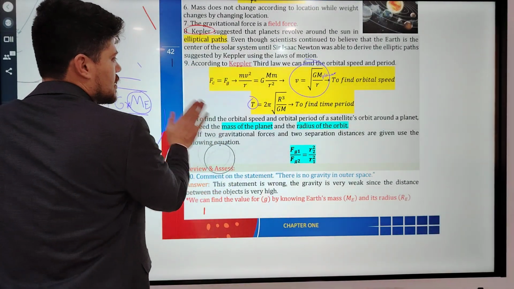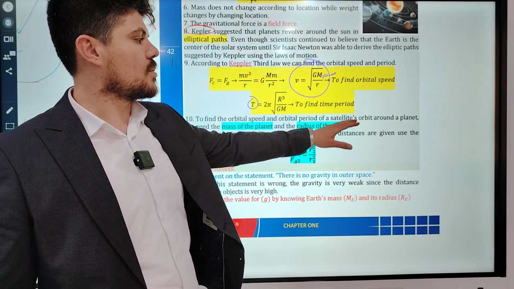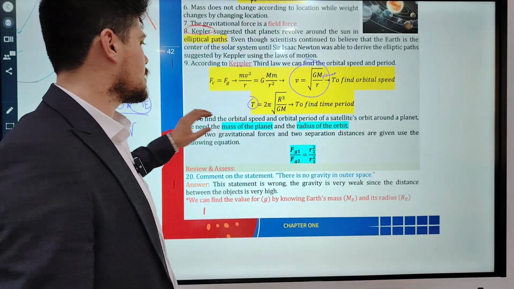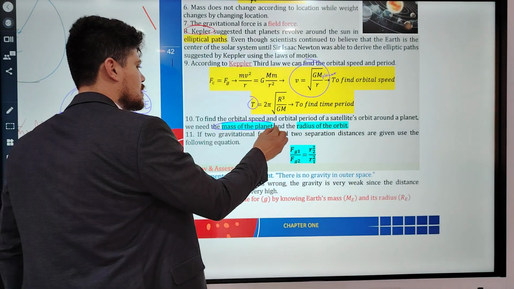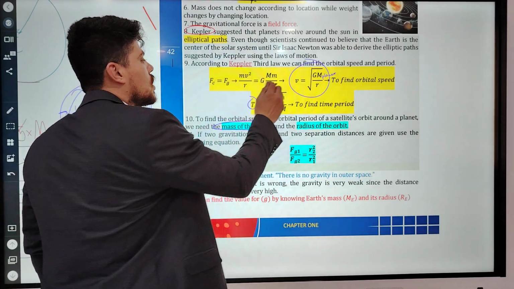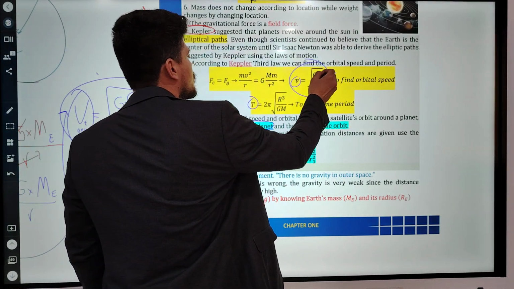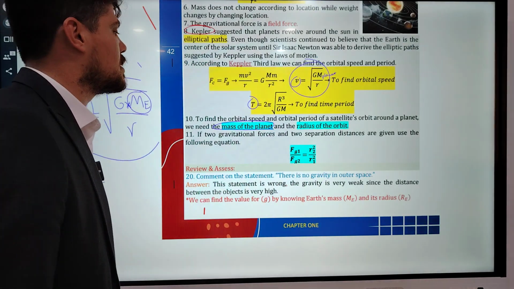So to find the orbital speed and orbital period of the satellite's orbit, or of the Earth orbiting around the sun, or the planet, what do we need? Mass of the planet or mass of the satellite? Mass of the planet, be careful. Orbital speed depends on the mass of the planet and the radius of the orbit.